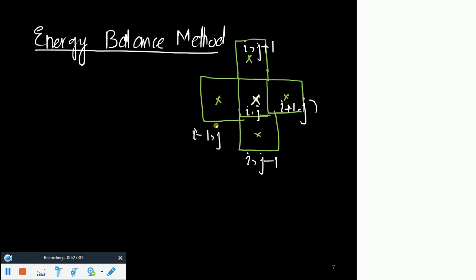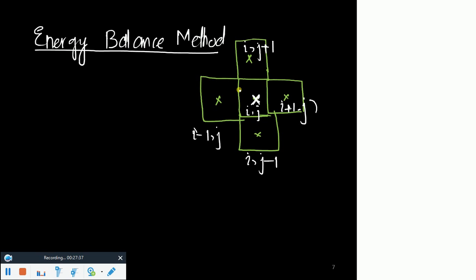In each cell, right? Now see, if you look at this cell, just treat it as a control volume. Just treat this center cell as a finite control volume. I can say that whether the energy would be coming in or the energy would be going out or the energy is being generated within that cell. That's what I can say, isn't it?